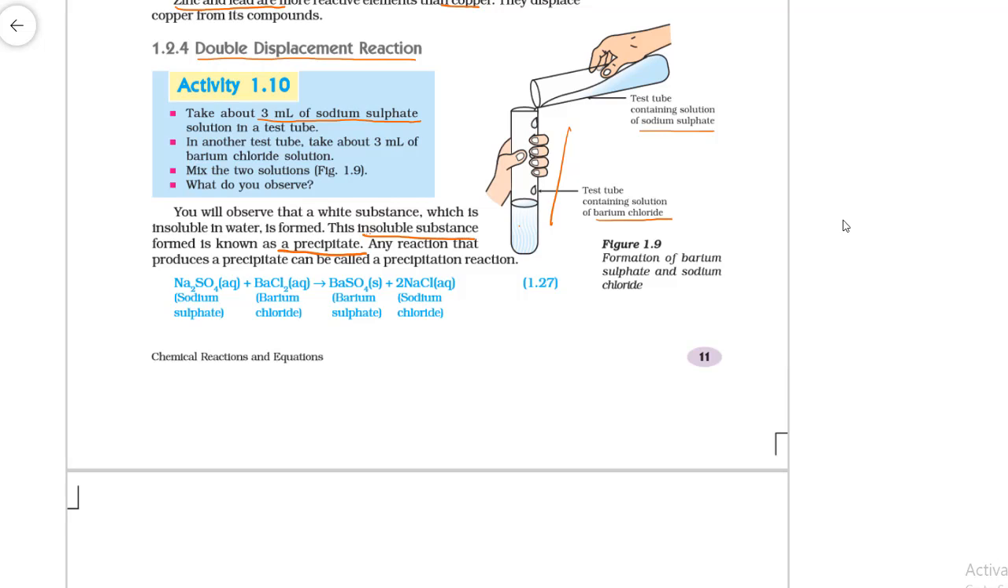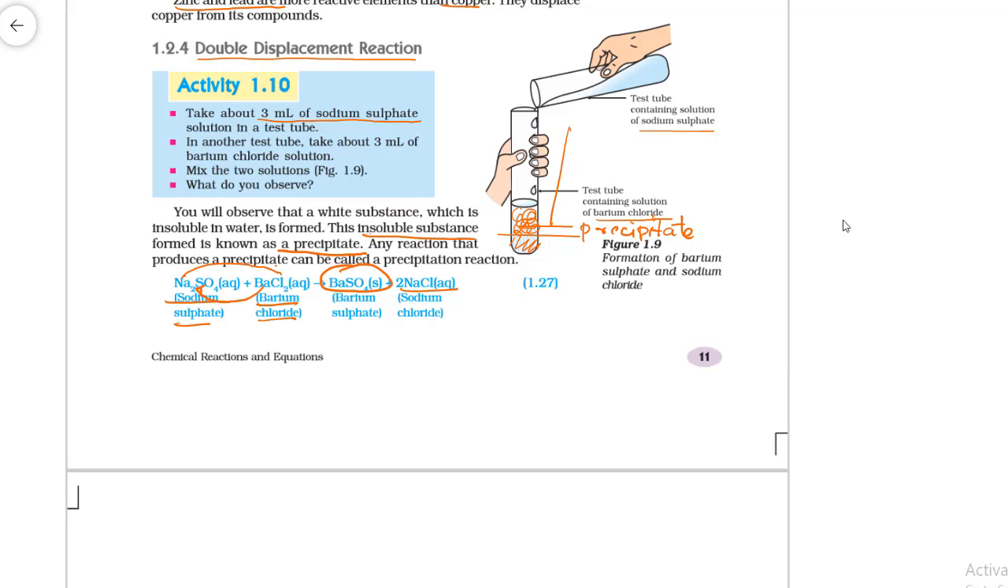So these two things are not going to mix up. Here you are going to see this layer will be of water and the above layer will be white colored precipitate. So sodium sulfate mixed with barium chloride forms what? Barium sulfate, and sodium chloride is formed. That is nothing but they exchange their ions, sodium and chloride, barium and sulfate.